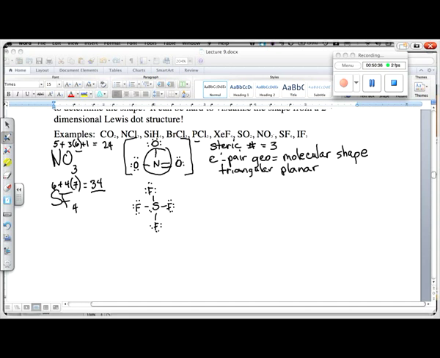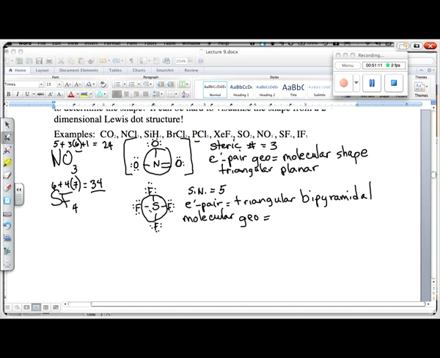Okay, adding that extra pair changed my steric number from 4 to 5. So steric number is 5. I know that my electron pair geometry and molecular will not be the same because of the lone pair. The electron pair geometry is trigonal or triangular bipyramidal. My molecular geometry, because of the lone pair, find it on the sheet, is seesaw.